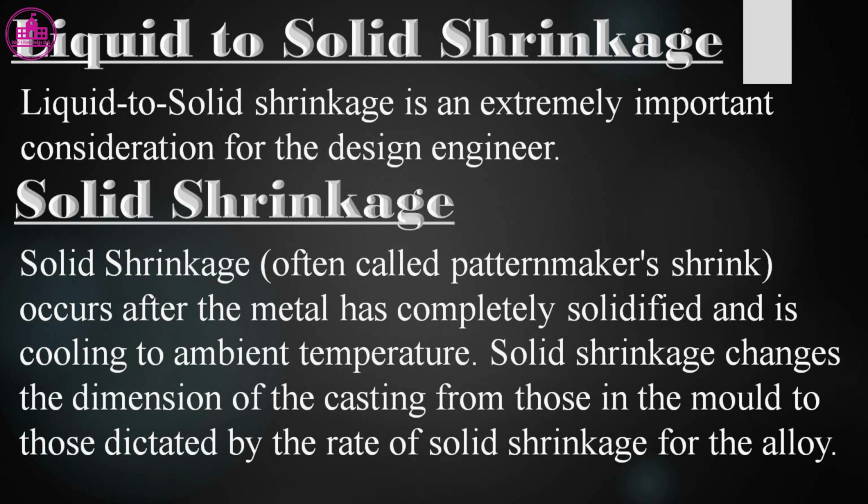Solid shrinkage. Solid shrinkage occurs after the metal has completely solidified and is cooling to ambient temperature. Solid shrinkage changes the dimension of the casting from those in the mold to those dictated by the rate of solid shrinkage for the alloy.